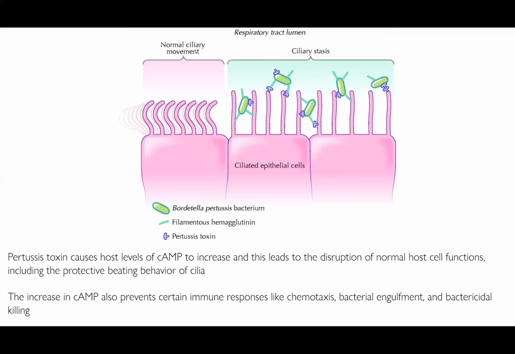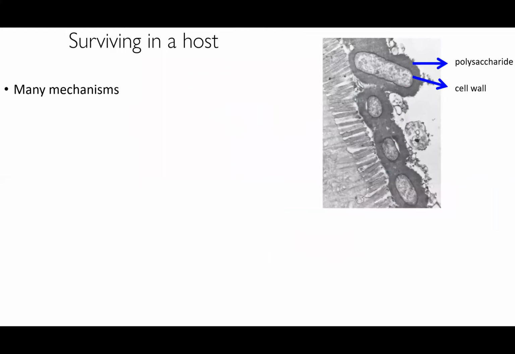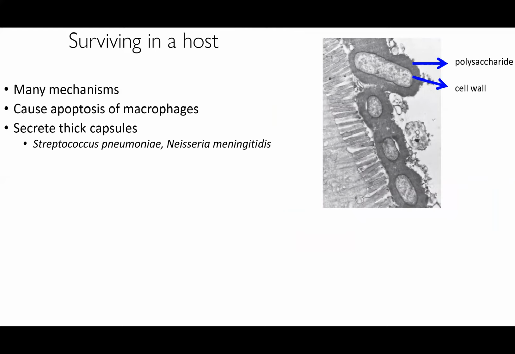So after a bacteria is attached, the pathogen needs to physically colonize and grow. And for it to do that, it needs to survive. There are many, many mechanisms that a bacteria can use to survive in the host. One of the most common ways is causing apoptosis, or programmed cell death, of macrophages, which will typically engulf and eat the bacteria. The bacteria can also secrete thick capsules. This is what we see in Streptococcus pneumoniae pneumonia, as well as Neisseria meningitidis, the causative agent, as you'd imagine, of meningitis.